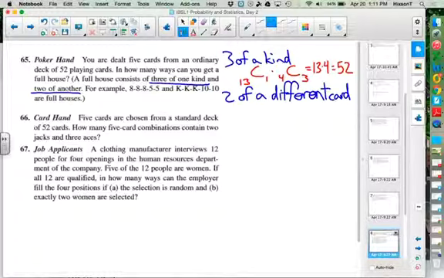2 of a different card. We had 13 to choose from before. We don't want the same one, so now it's 12. We're going to pick one of the remaining 12.